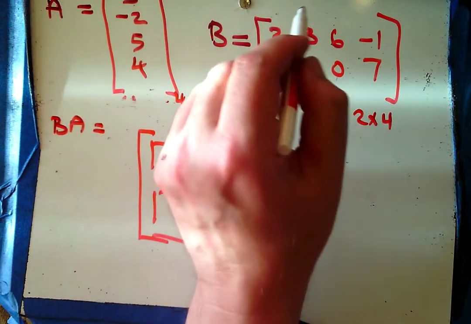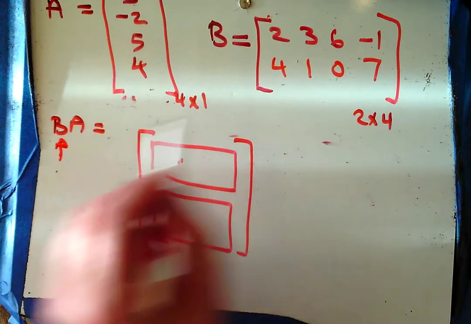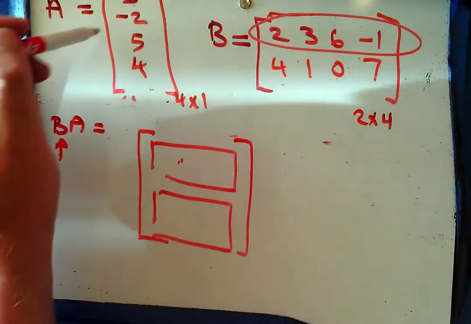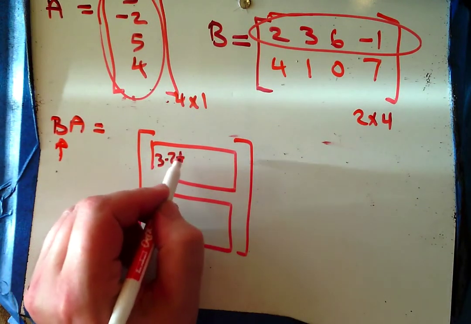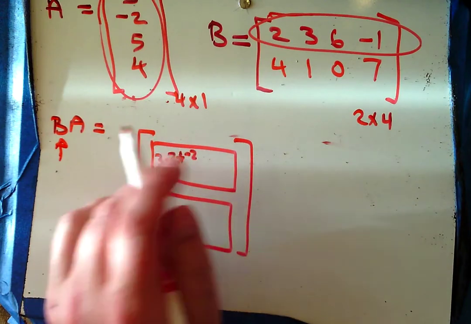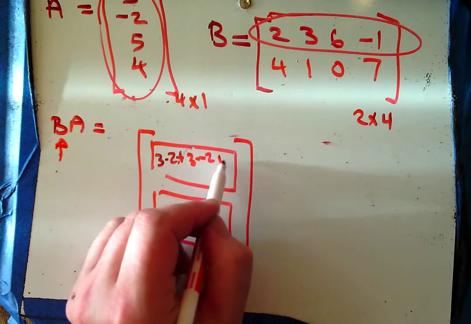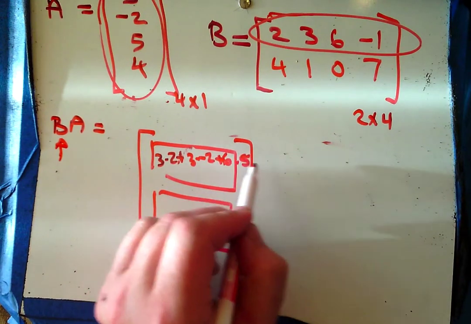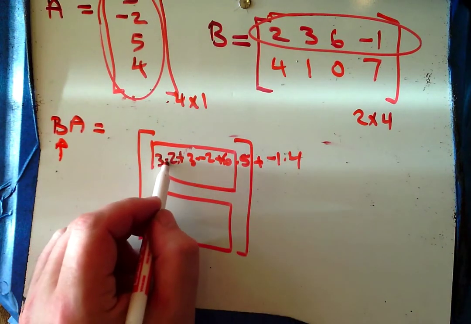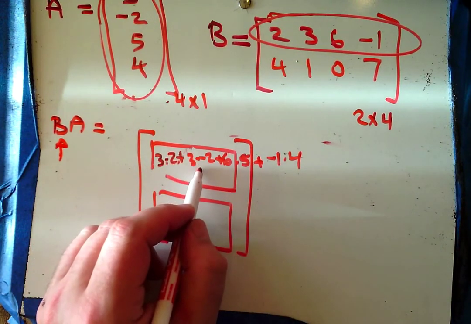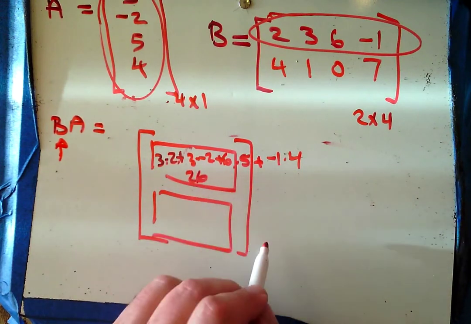So if I want to fill in this cell, I'm using the top row and the only column. Remember, the matrix that comes first provides the rows. So I'm going to use these rows with this column. So I get 3 times 2 plus negative 2, plus 3 times negative 2, plus 6 times 5, plus negative 1 times 4. I get 6, I get minus 6, they cancel, I get 30 minus 4 is 26.